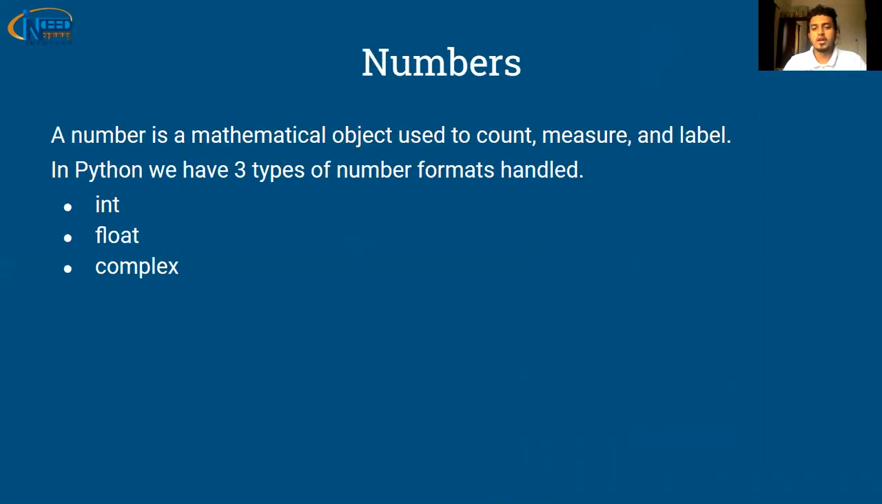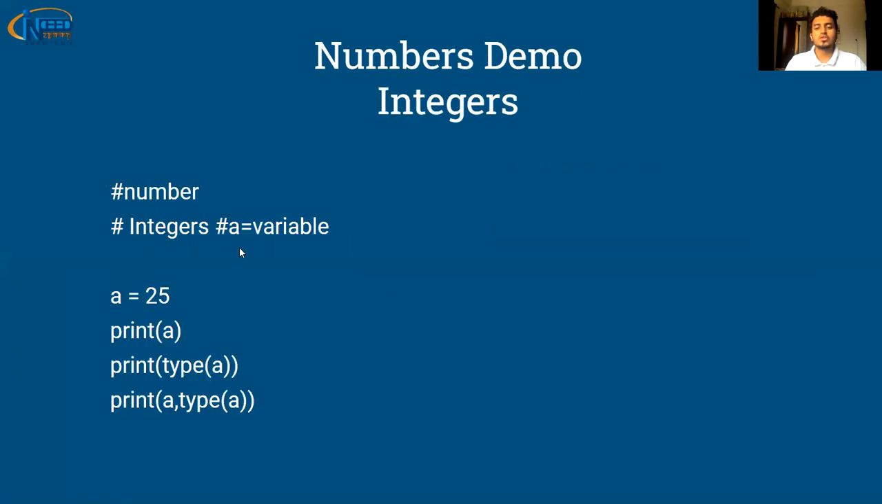Talking about the first data type, it is the number. A number is a mathematical object used to count, measure, and label. In Python, we have three types of number formats handled. Right from our childhood, we have seen what numbers are, right? Inside numbers, we have integers, float, and complex numbers. Let's talk about the numbers one by one. Talking about the first number, that is integers.